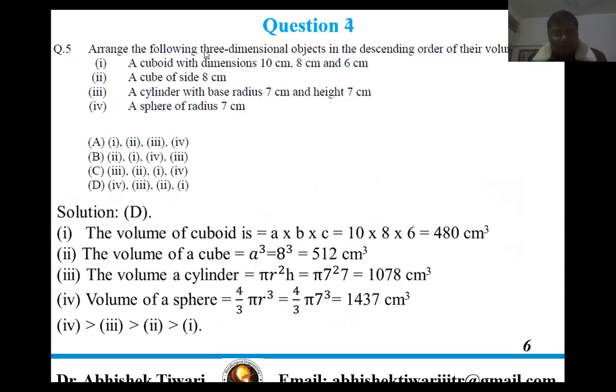C. Arrange the following three-dimensional objects in descending order of their volumes. The volume of the cuboid is A into B into C, which will be equal to 480. The volume of the cube is a cube, which will be equal to 512. The volume of the cylinder is pi r square h, which will be equal to 1078 centimeter cube. And the volume of a sphere is 4 by 3 pi r cube, which will be equal to 1437 centimeter cube. So the correct order is option D.